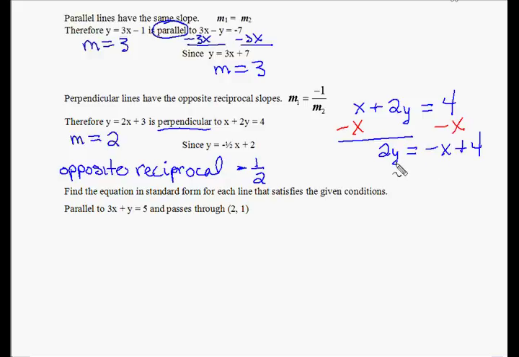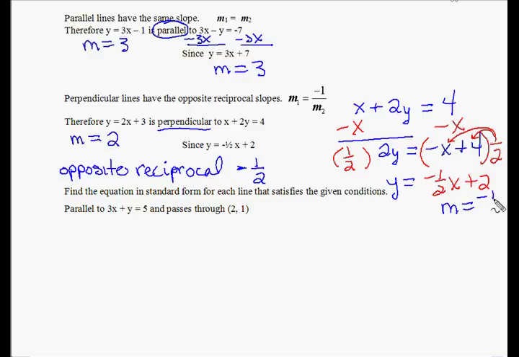We still need to isolate y. We can multiply both sides of the equation by 1/2. Recall there are two terms on this side. We need parentheses. We're going to multiply the 1/2 to the negative x, getting negative 1/2 x, and the 1/2 to 4 and getting plus 2. Y equals negative 1/2 x plus 2, where the slope for the equation of this line is negative 1/2. Which happens to be the opposite reciprocal of the first slope, making these two lines perpendicular.